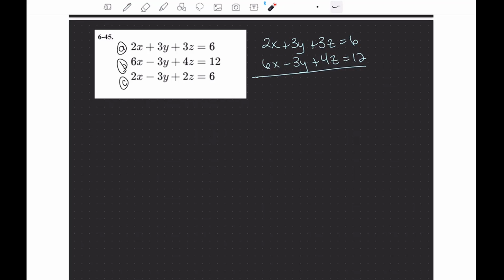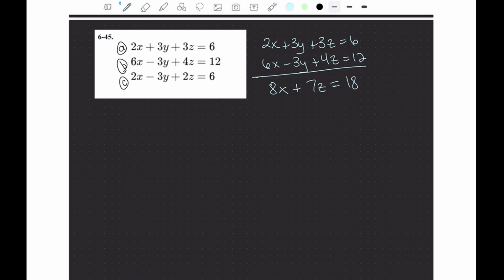And I'm getting rid of my y's. When I look at it, I don't even have to multiply anything because my y's already have the same coefficient with opposite signs. So I'm going to add these 2 together. And what do I get? I get 8x, my y's go away, plus 7z equals 18. Right? So now I'm down to 2 variables, my x and z variables. You guys following along?